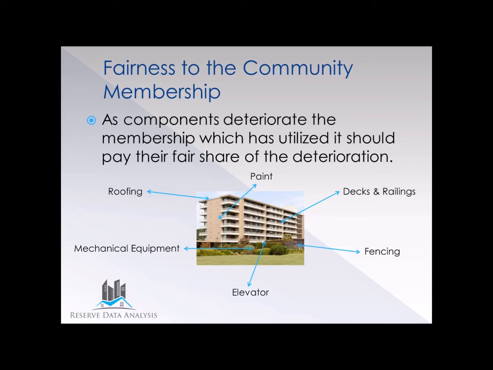And as I mentioned earlier, we want to make sure that there's fairness to the community membership over time. So as all these components deteriorate, in this particular building, we have decks and railings, fencing, mechanical equipment, elevators, paint, roofing. All these things are going to deteriorate over time. We want to make sure everybody's paying their fair share into that reserve account to pay for these items over time.